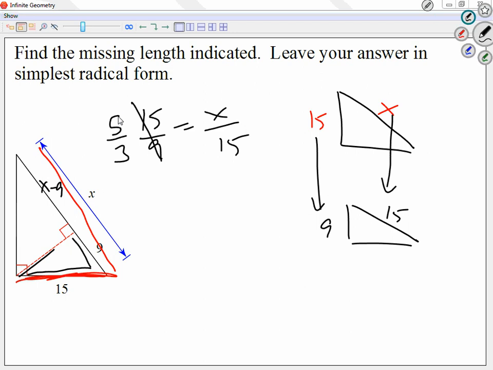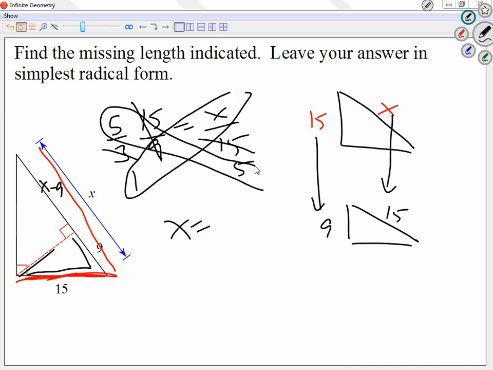So that is 5 over 3. Then sideways, 3 and 15. Let me divide each by 3. That is 1 and 5. Now when we cross multiplied, x times 1, 5 times 5, x equals 25.